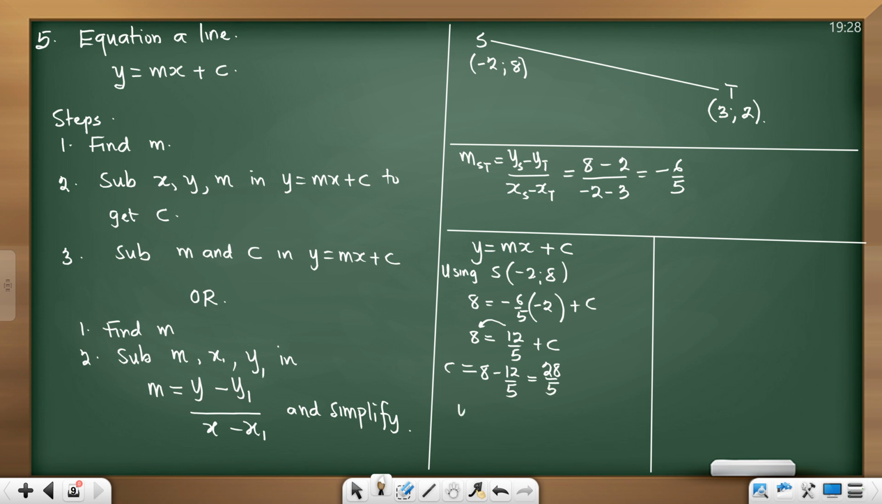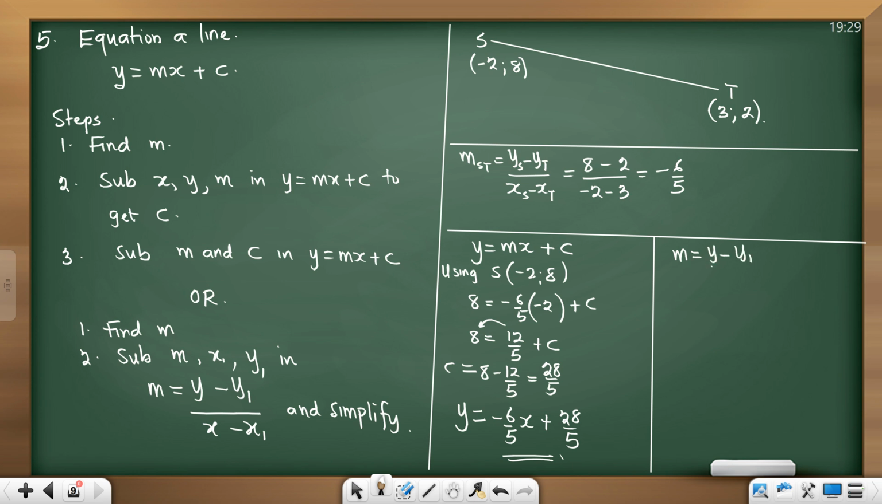So what's my equation? y equals to, I'm going to substitute only m and c. What is my m? Negative 6/5 x plus, what is my c? If I were to use point T, I'll get the same answer. But I want to do the second method. We are done with m. Now check this.